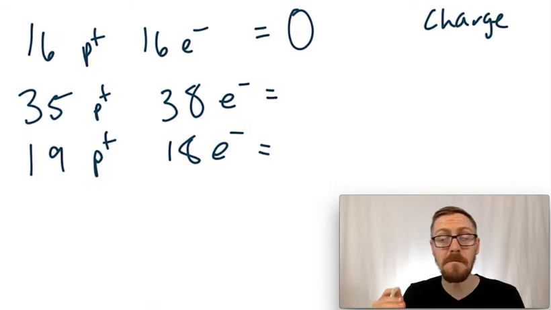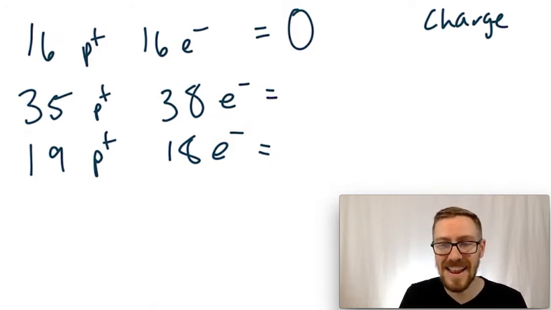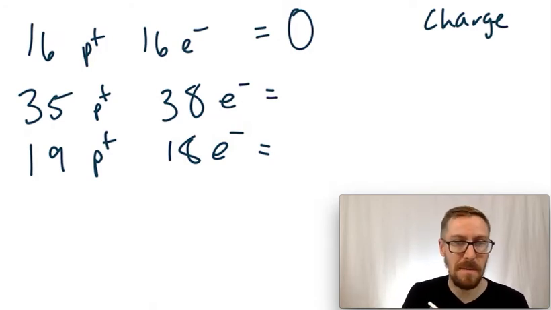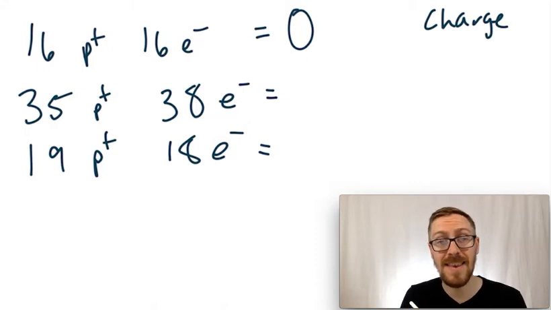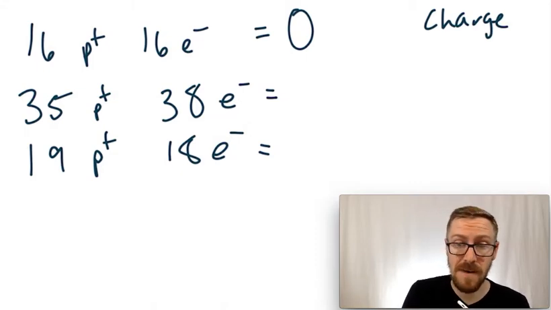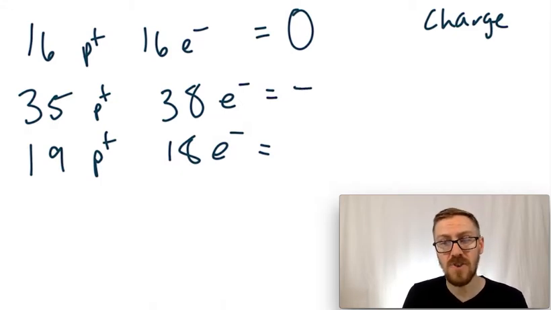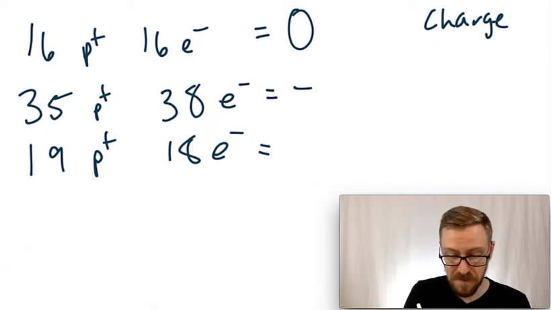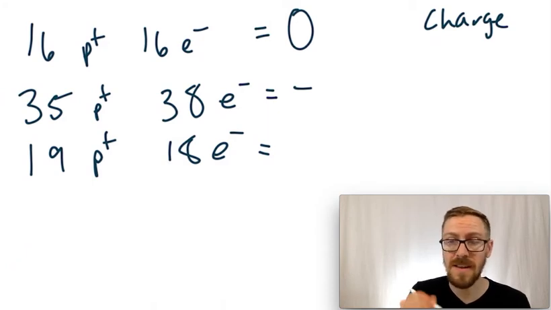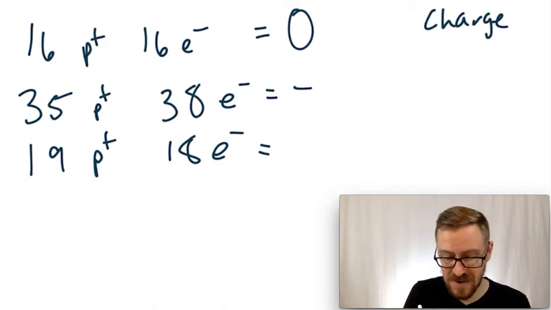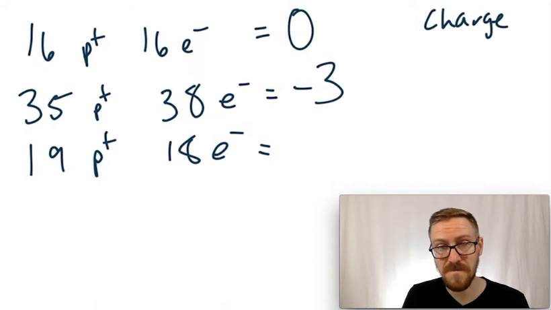But if I had more electrons, more negatives, for example, 38 positives and 35 positives, this would be an overall negative charge because there are more negative charged particles. But we also need a number here too because it can be -1 or -2 or -3. This one has 3 more negatives than it has positives, so the charge would be a -3.